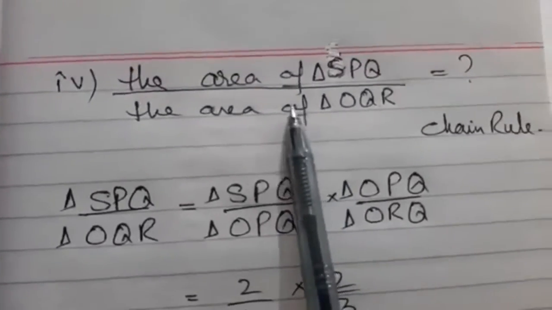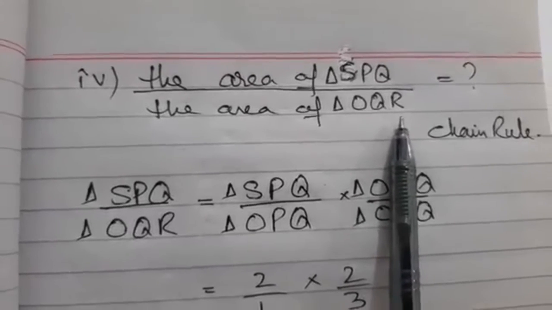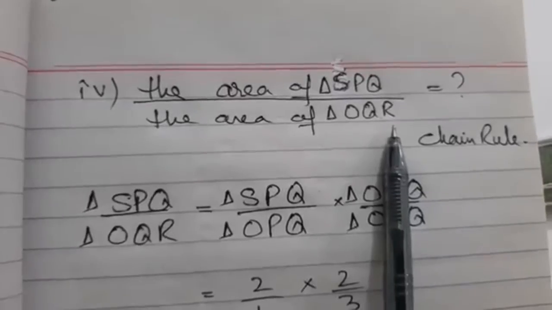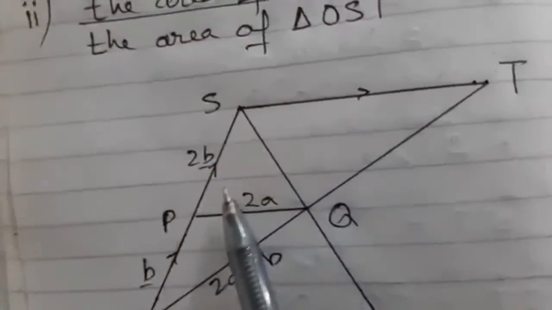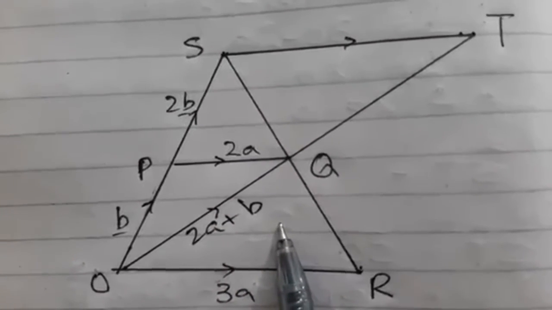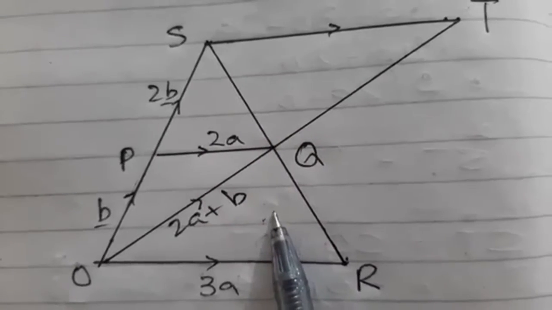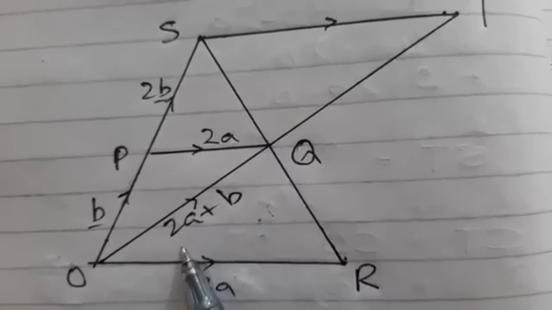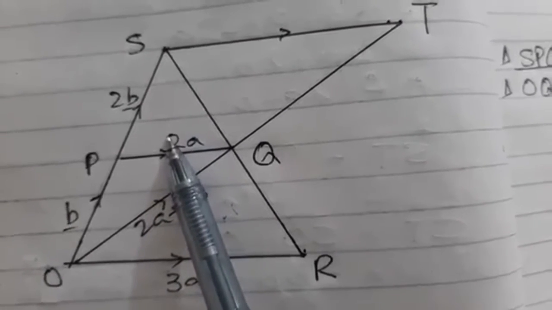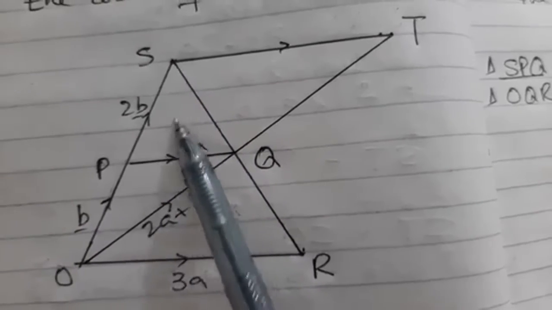Now question is saying the area of SPQ and OQR. Now what is SPQ and OQR? Let's see the diagram. Here, this is SPQ and this is OQR. So before I show you the solution, can you see what you will do here? Because directly there is no connection between them. Yes or no? So we will apply chain rule. You are right. So this connects with this because they are sharing common height.